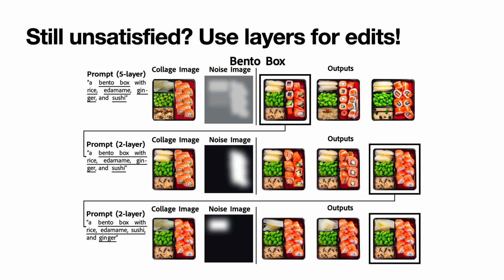say, hey, let's take the layer mask just for the sushi, paste the sushi back, and create a new collage, and only harmonize that part of the image. By doing this, we can generate new variants of the sushi while keeping the rest of the contents in the box the same. We then repeat this process one more time, keeping everything the same other than the ginger, and generate different options for the ginger in the third row.